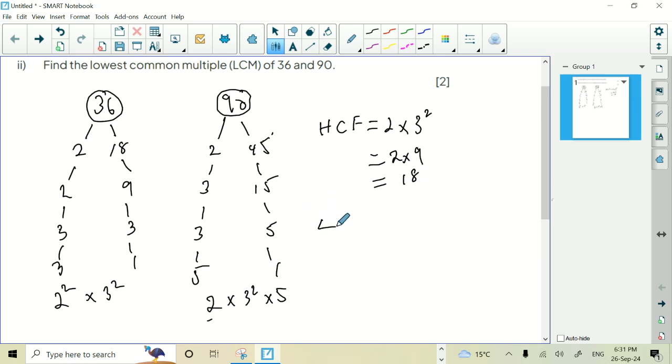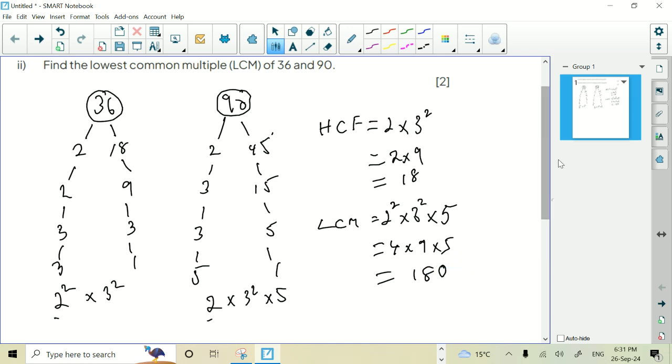What about the LCM? The LCM, the lowest common multiple, now here's what you do differently. You take the biggest powers of the numbers, not only common, but all the numbers. So you take the biggest power. The biggest power in both numbers is 2 squared. So I'm going to use that. So I've got 2 squared times, well, 3 squared is in both. And then I've got to multiply it by the other number, which is 5. And that's slightly different than when you're finding the HCF. So that gives me 4 times 9 times 5. Well, 4 times 9 is 36, and 36 times 5, that's 180.